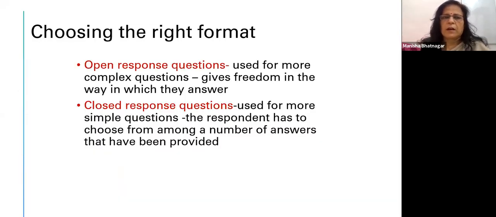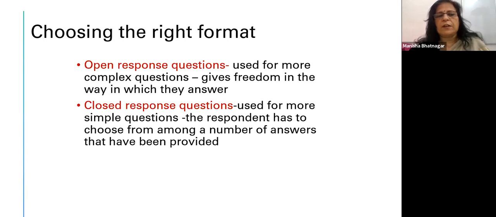So we have different formats for questionnaires. There are only two formats available: open response questionnaires. You can write more in the open response. You're not bound by the choices given by the constructor of the questionnaire. It is used for more complex questions, which may have alternatives, which may not have a straight answer, which may need explanation, and which may require some pros and cons to be explained before anybody gives his opinion.